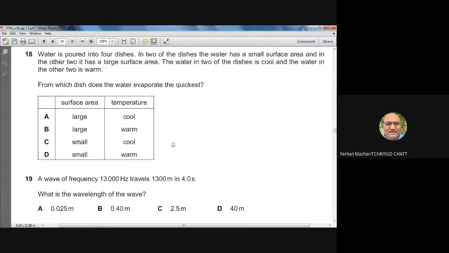Water is poured into 4 dishes. In 2 of the dishes, the water has a small surface area, and in the other 2, it has a large surface area. The water in 2 of the dishes is cool, and the water in the other 2 is warm. From which dish does the water evaporate the quickest? The water will evaporate quickest from the dish whose surface area is large and whose temperature is warm. So I think question number 18, B is the right option, sir.